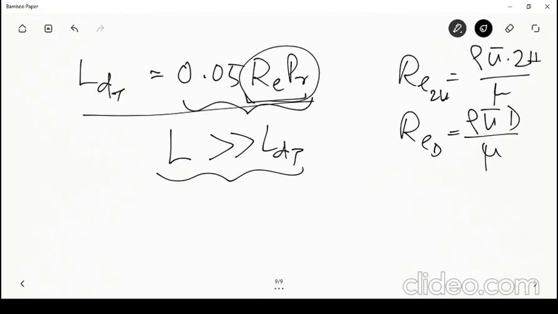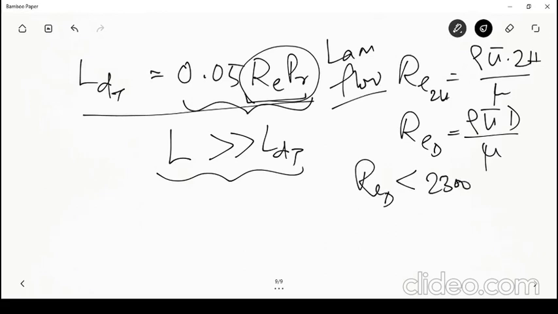So if the actual length of the pipe is much larger than LDT, normally you consider the flow to be fully developed throughout the pipe, neglect the LDT and calculate the heat transfer. But if the pipe length is comparable to the developing length, this is again in laminar flow.